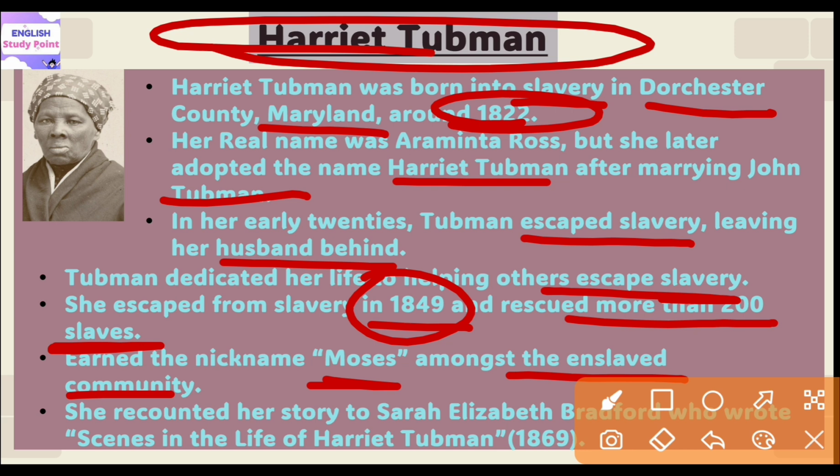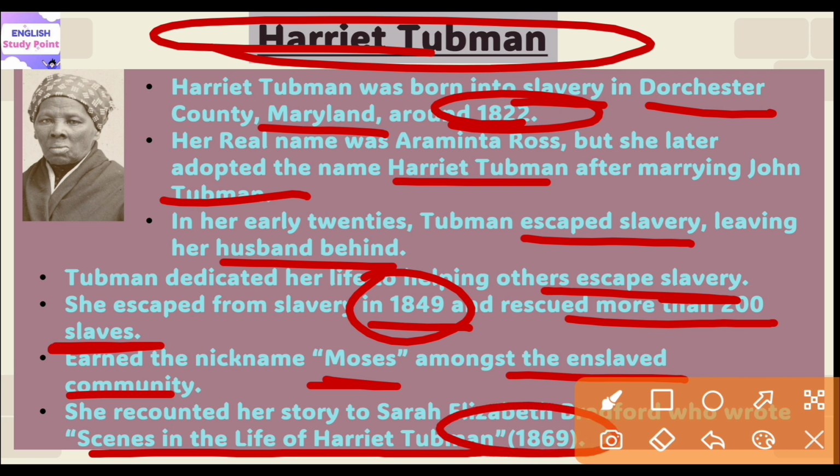She recounted her story to Sarah Elizabeth Bradford, who wrote a work based on her life, titled Scenes in the Life of Harriet Tubman, which was published in the year 1869. This lady grew up experiencing the harsh realities of slavery, including physical abuse and separation from her family. She made many efforts to free herself first, and when she freed herself, she tried to help others out of the clutches of slavery.